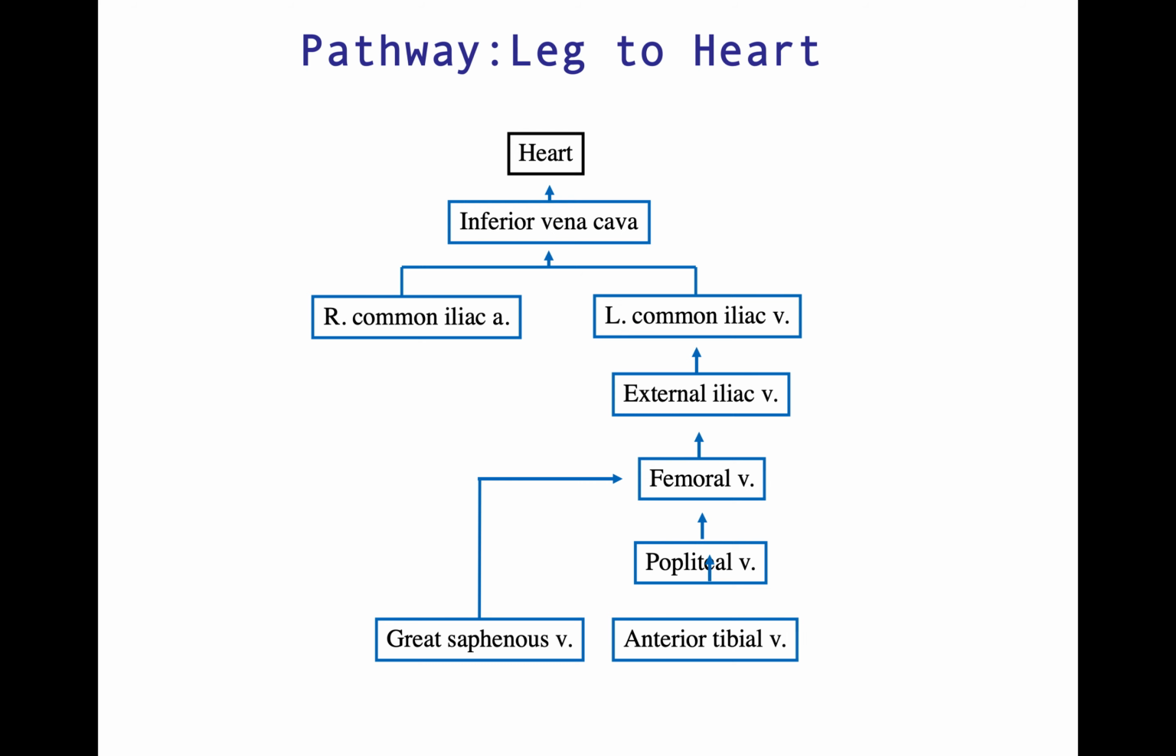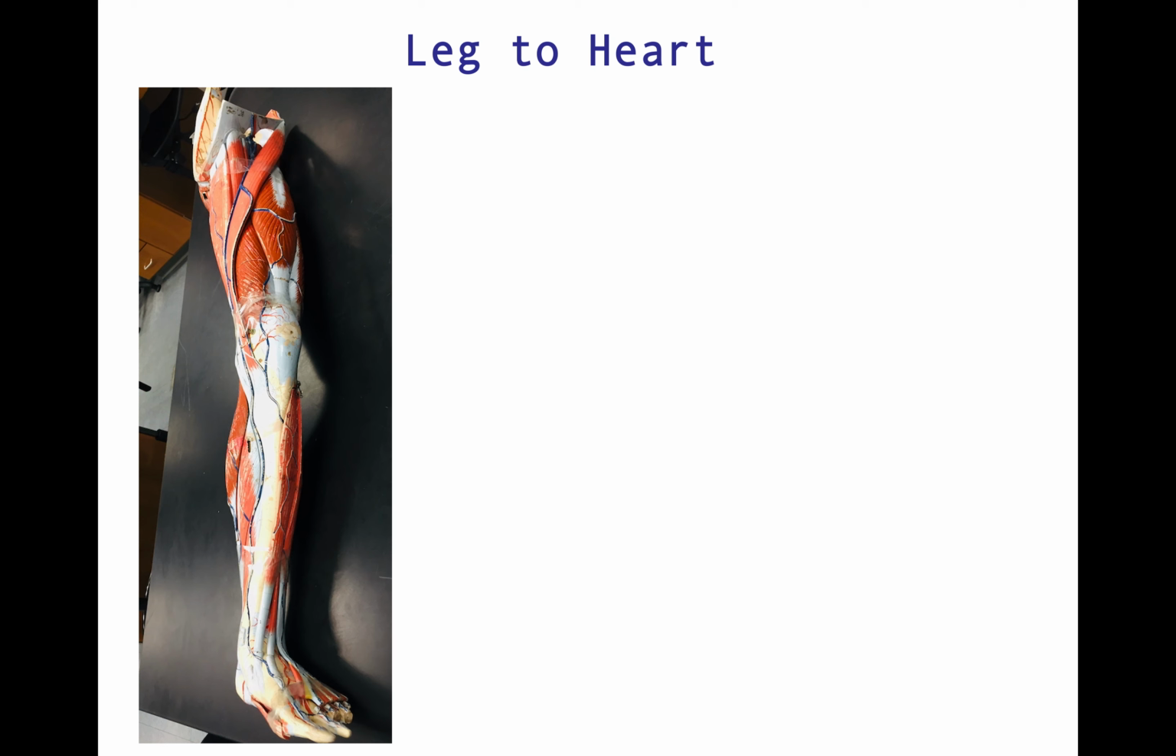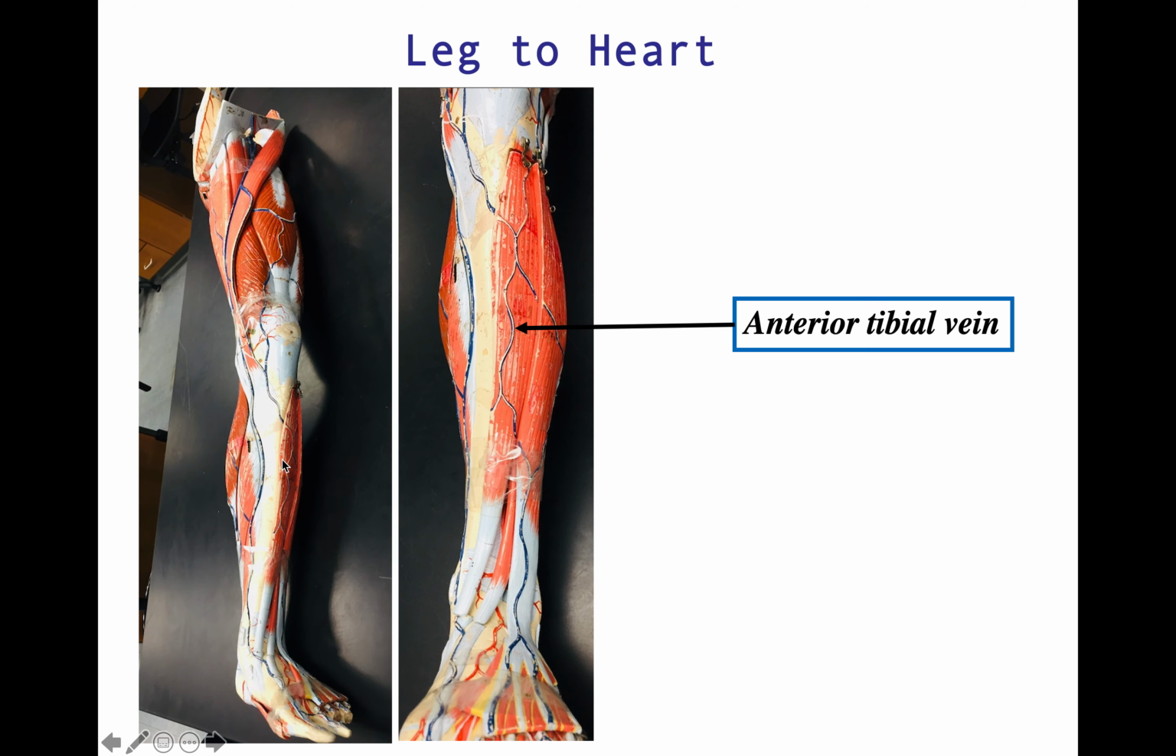All right, so where do we find this on a model? Well, we find it on this old leg model. Let's look at this here. We're going to look at the shin portion towards the front. So here is your anterior tibial vein. It's actually deep, guys, and we don't have a picture of it. So if I put a sticker towards the front here, the shin part, and it's blue, that's going to be the anterior tibial vein.